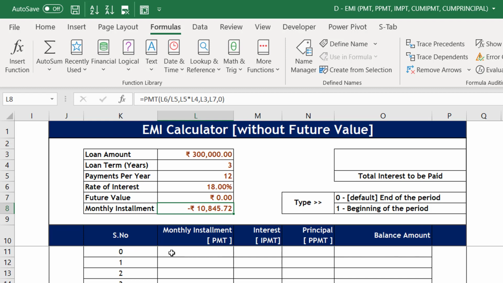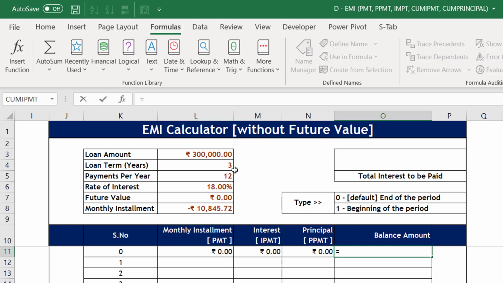Now initially for the 0th month, monthly installment is going to be 0, interest 0, principal 0, and the balance amount initially will be exactly equal to what I have borrowed.